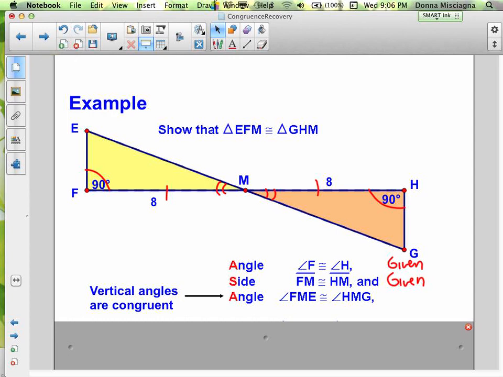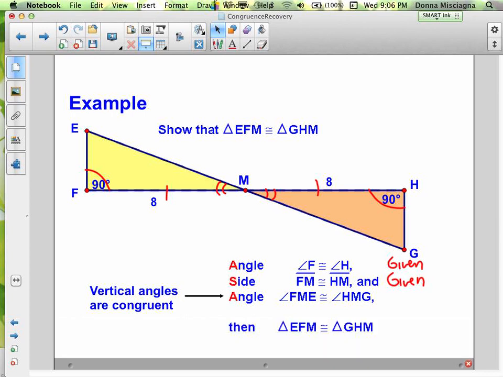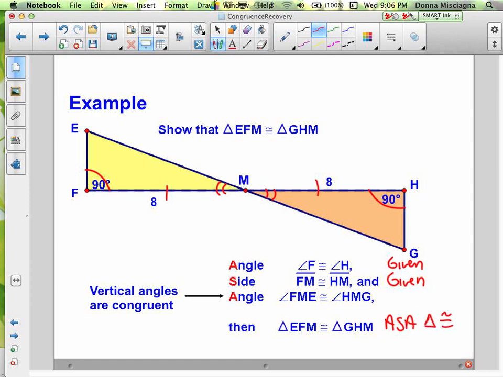So now if we look, we have 2 angles and the side in between, so we know that triangle EFM is congruent to triangle GHM using the angle, side, angle triangle congruence postulate. All right, there we go. So we've proven it using angle, side, angle. Let's look at a few more examples.